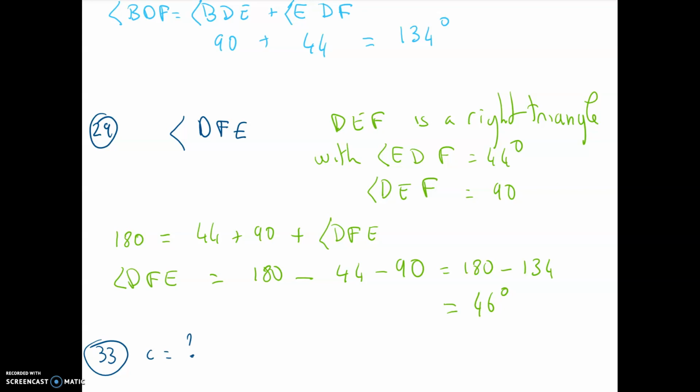So therefore, I'm able to express the angle that I'm looking for as the subtraction between 180 degrees minus 134, corresponding to the sum of the two other angles. And so I end up to have 46 degrees.